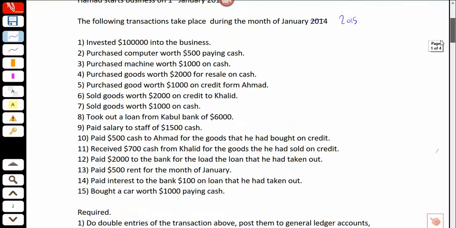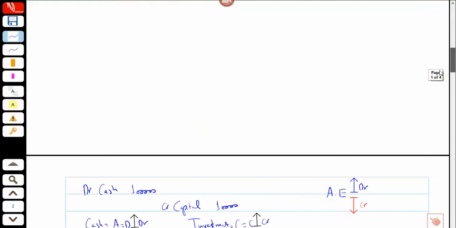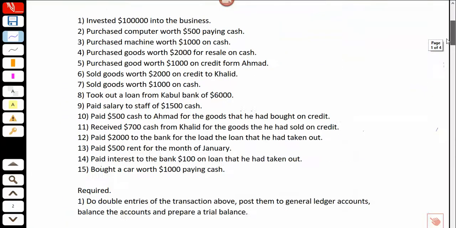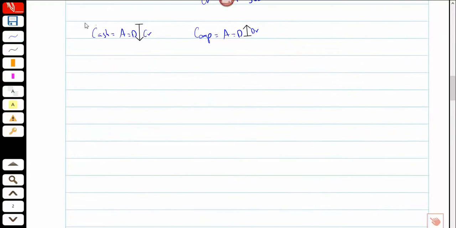Next. Purchase machine worth 1,000 on cash. What is a machine? An asset, just like a computer. What is a computer? It is an electronic machine, so it is also an asset. And also, if you look from the perspective of cash, cash is going out. So it is the exact same scenario.